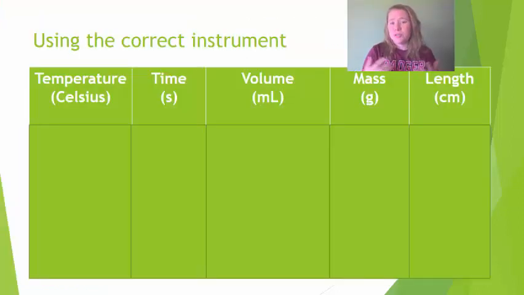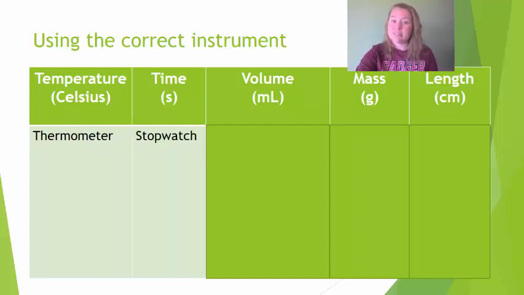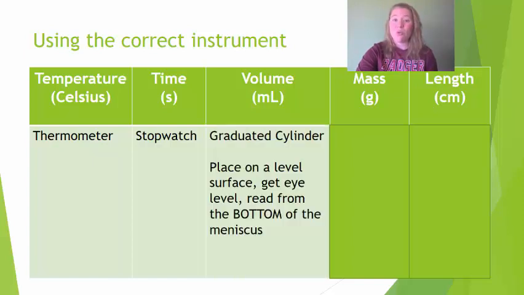It's also important to always use the correct instrument when we are measuring things in science. So if we are measuring temperature, we're using degrees Celsius for our unit, but the actual instrument to measure, we are using a thermometer. For time, of course, we're using a stopwatch or a clock, and we are measuring typically in seconds. If we're looking at volume, particularly volume of a liquid, we're going to use a graduated cylinder.